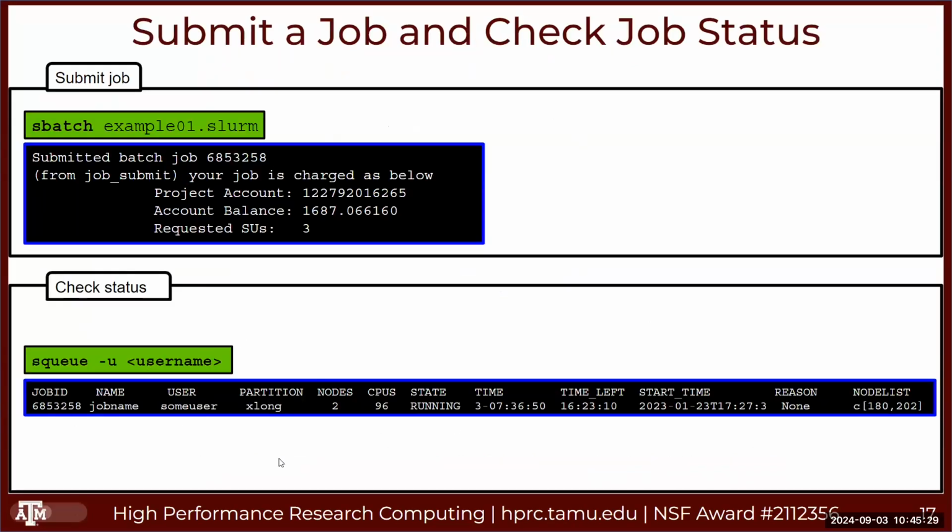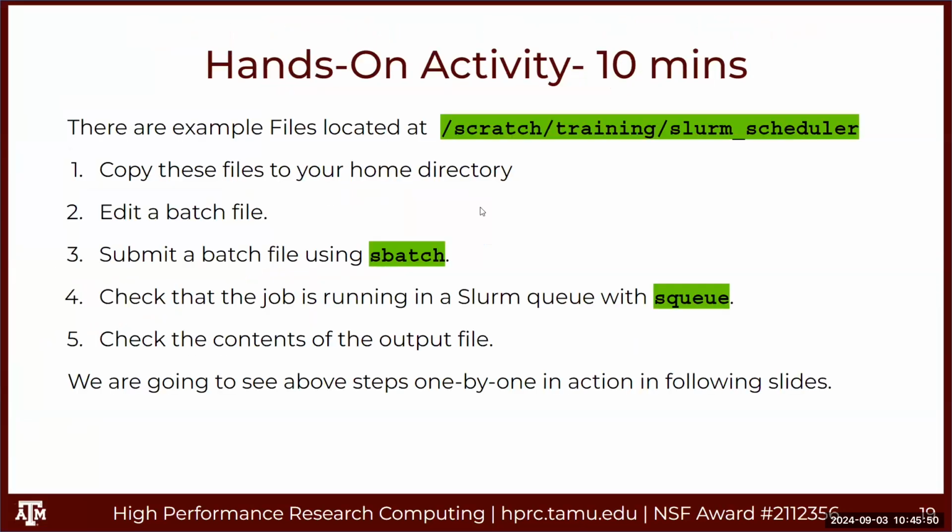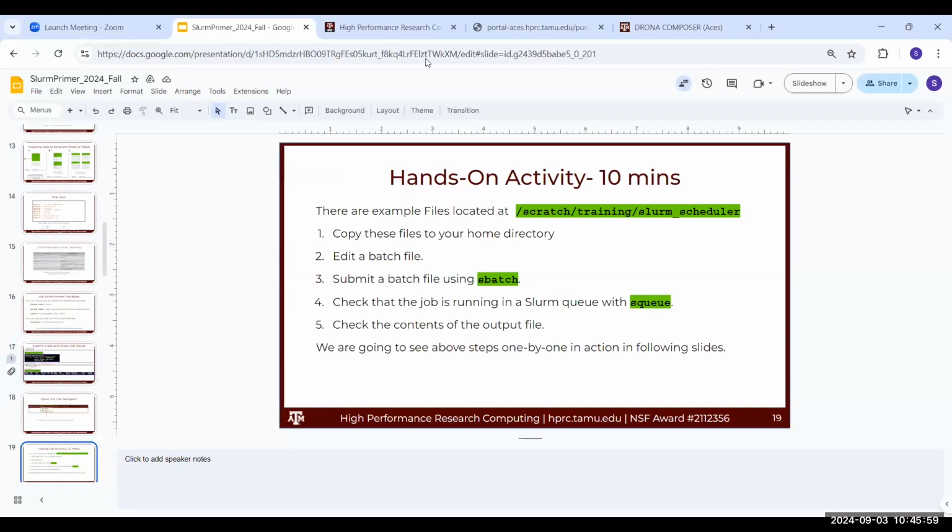And here's the SQ and what the output would look like. As you can see, the job ID matches the job ID that is created by Slurm. And you can use the file navigator, which I went over. So here's a little hands-on activity on submitting a job. Let's do that.